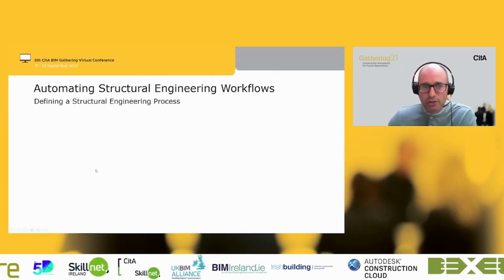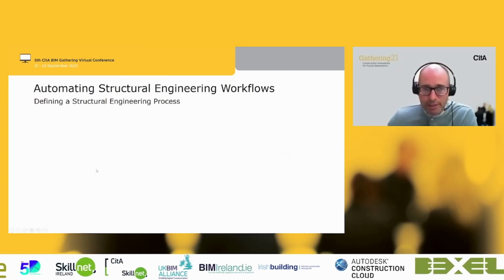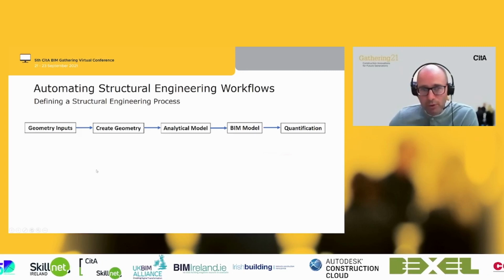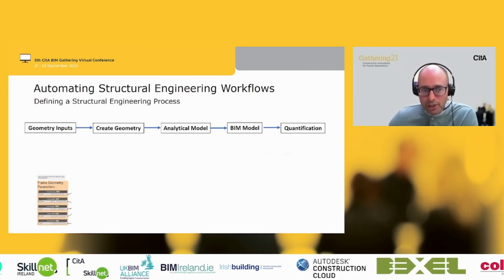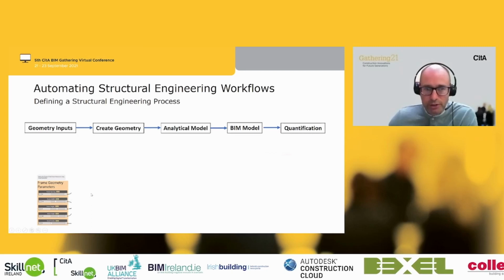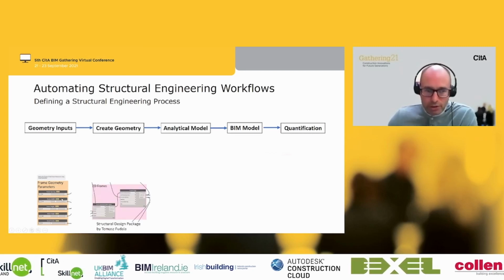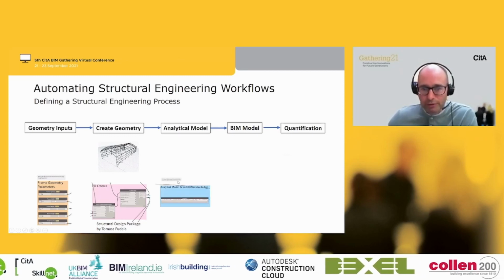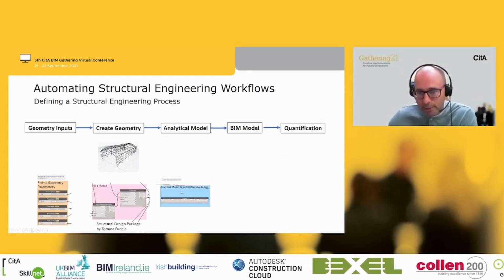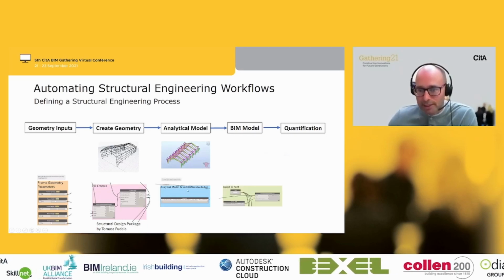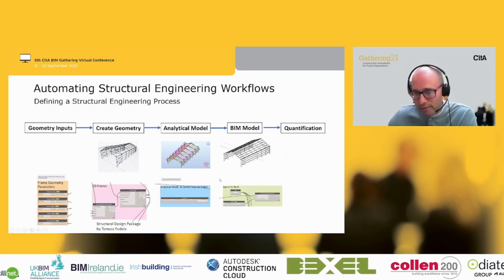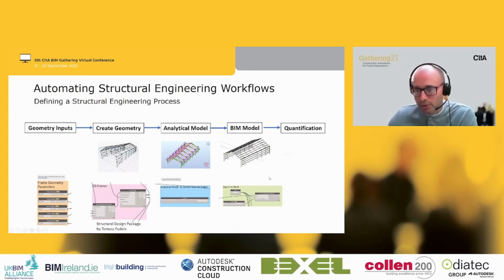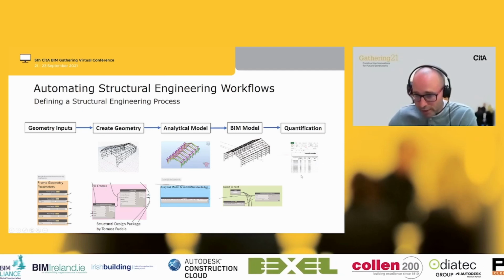With any process that you're trying to define, you simply have to define the process itself. With this structural engineering workflow that we developed, the process was geometry inputs, where you define your frame. Once you have your geometry inputs, you create your frame. Once you have your frame created, you can start defining the analytical model. Once the analytical model is in place and you've done your design, you can export it to Revit for your BIM model. And once your BIM model has been produced, you can finally quantify from that right into Excel.